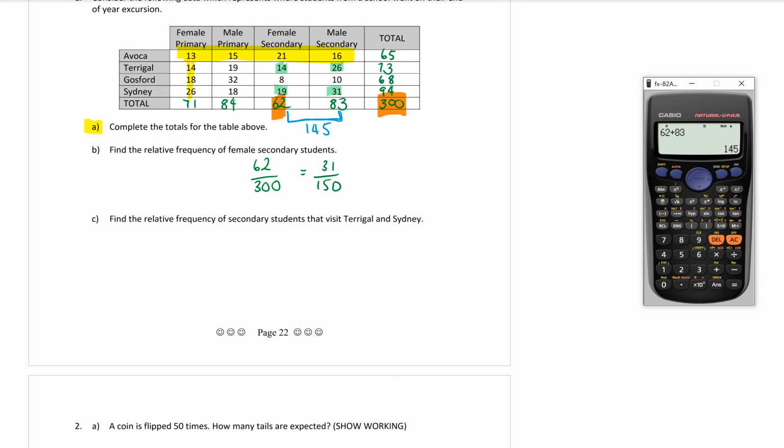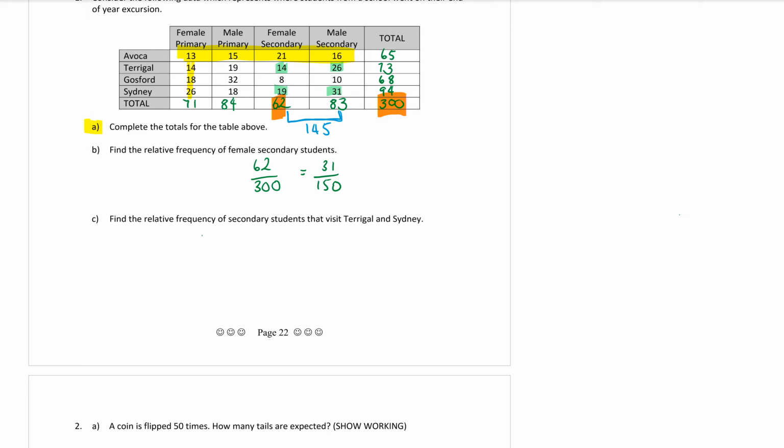So let's do that. We have 14 plus 26 plus 19 plus 31. So that is 90 students that were in high school that visited Terrigal and Sydney. Now that is out of a total of the secondary students. There was 145 secondary students. So that's what I need to put on the bottom.